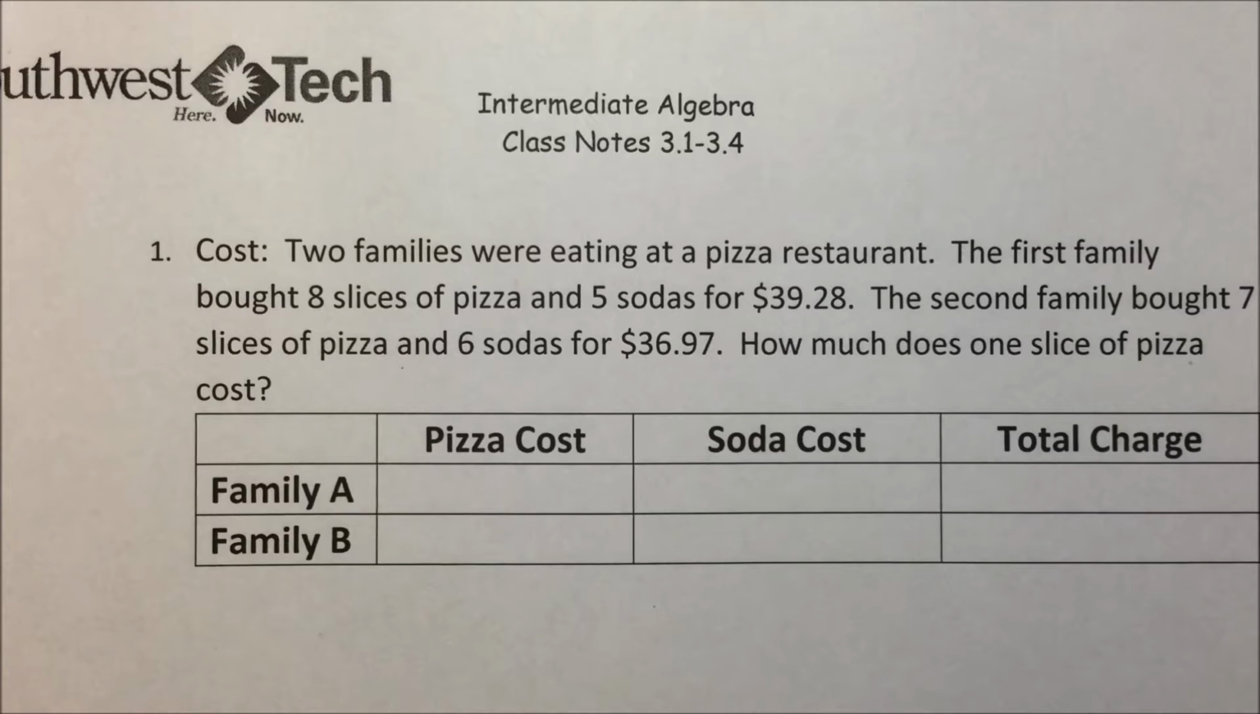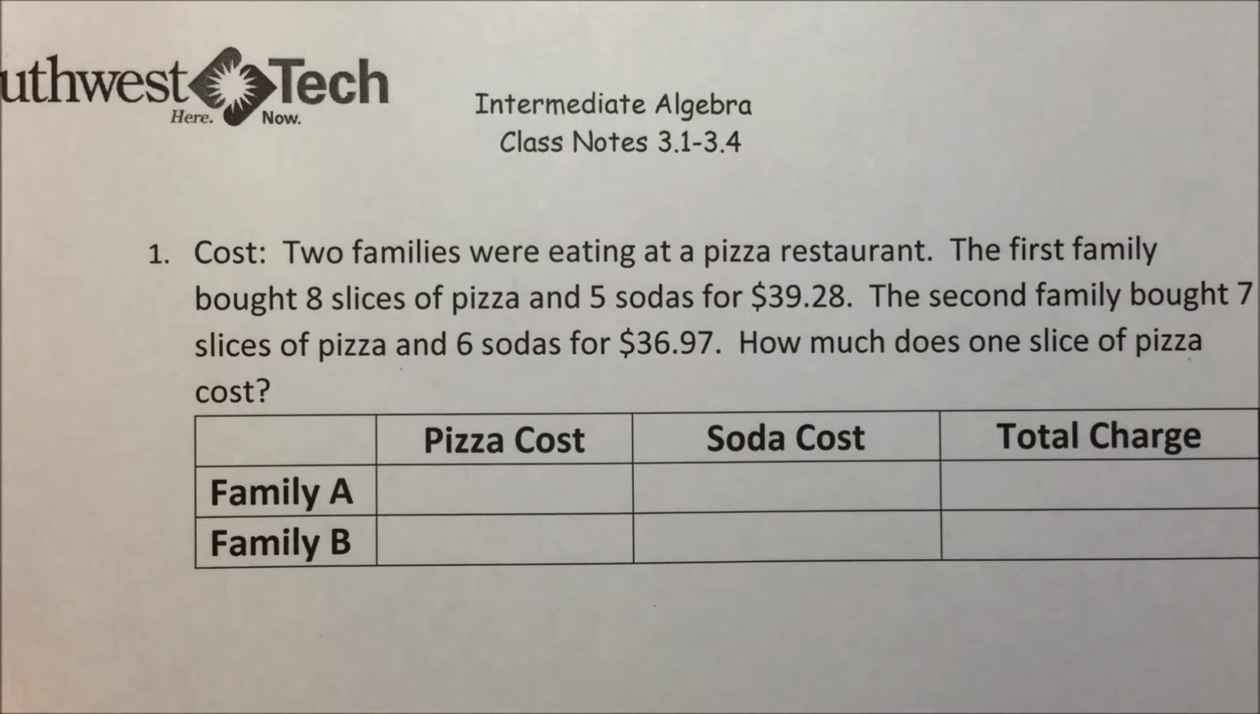And here, the example that I have states: two families were eating at a pizza restaurant. The first family bought 8 slices of pizza and 5 sodas for $39.28. The second family bought 7 slices of pizza and 6 sodas for $36.97. How much does 1 slice of pizza cost?